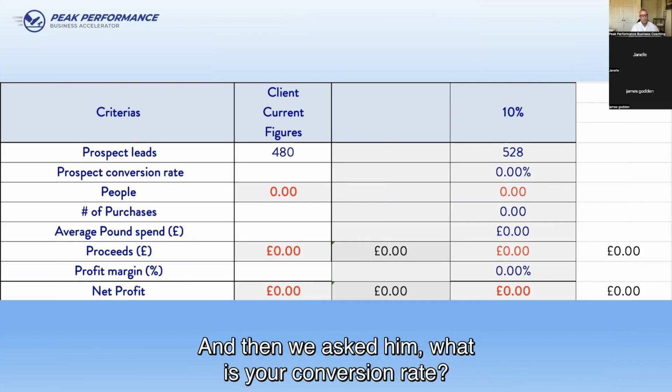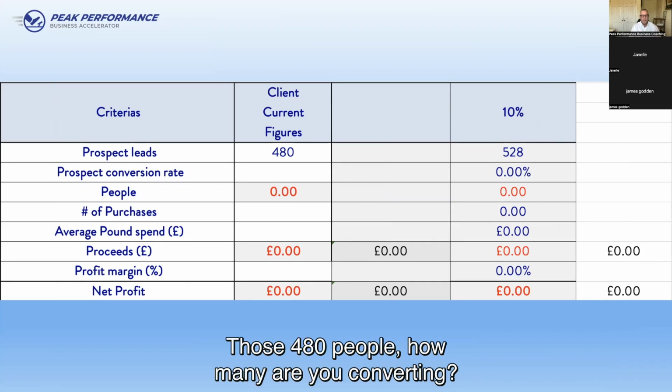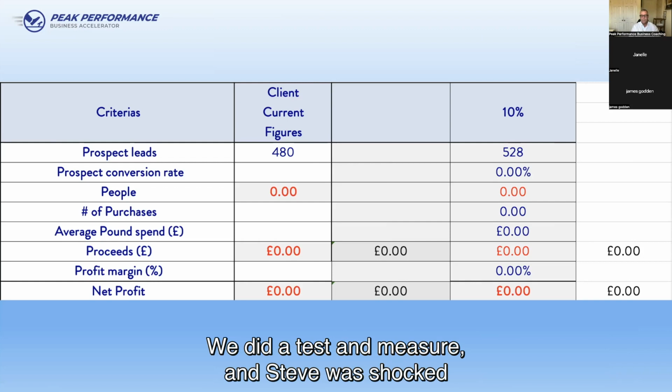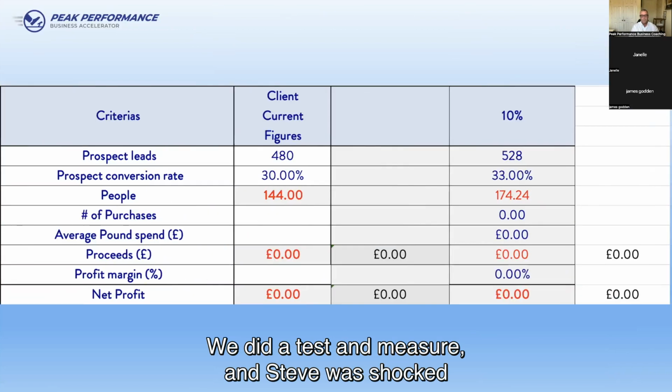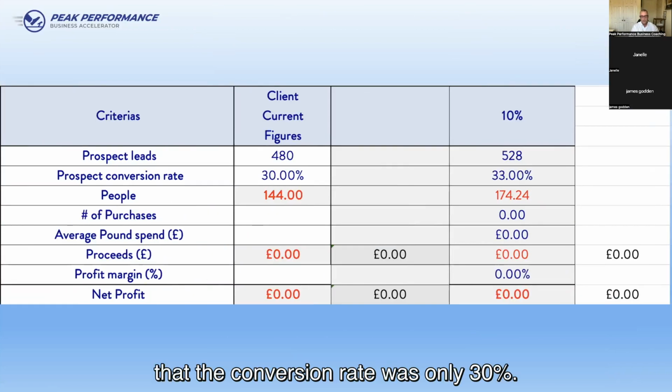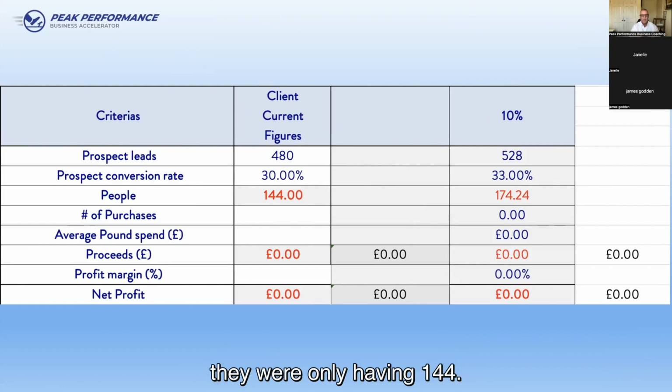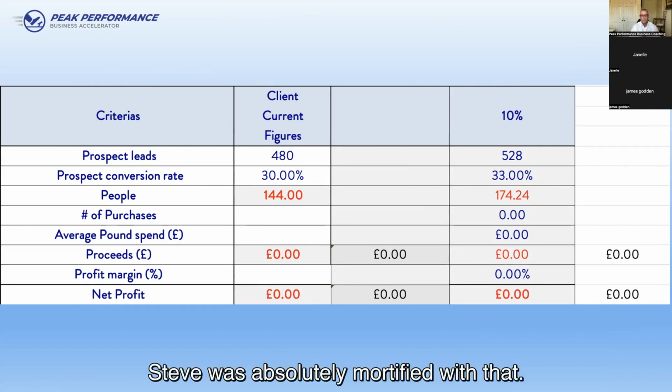And then we asked him, what is your conversion rate? Those 480 people, how many are you converting? He said, at least 70 to 80%. We did a test and measure, and Steve was shocked that the conversion rate was only 30%. So of those 480 potential people they could sell to, they were only having 144. Steve was absolutely mortified with that.